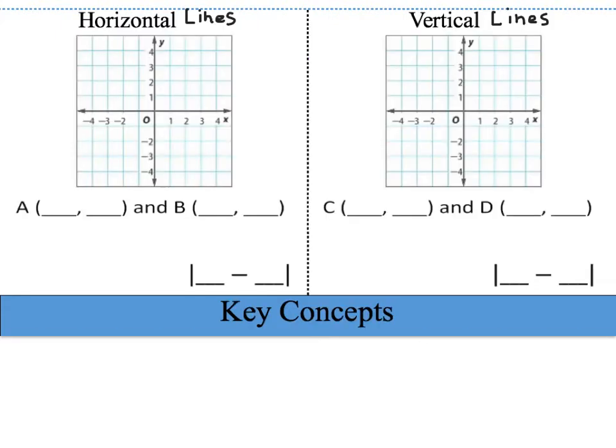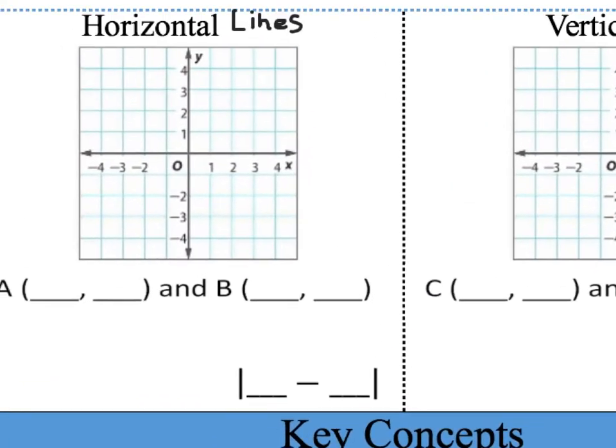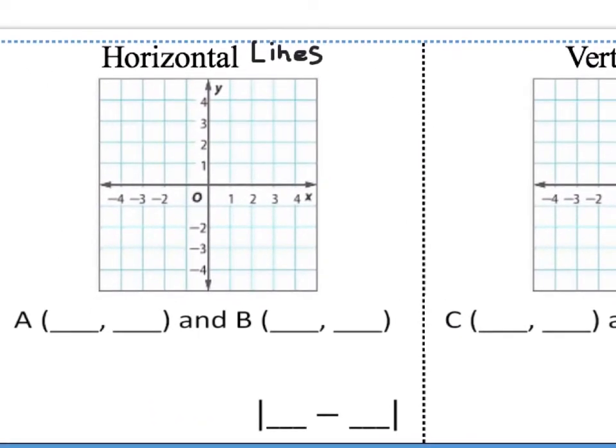So for our key concepts, let's go ahead and talk about two different types of lines. The first type of line we're going to talk about is horizontal lines. So let's zoom in. Now horizontal lines are lines that go from left to right. So on a coordinate plane, I can plot two different points and draw a line connecting them.